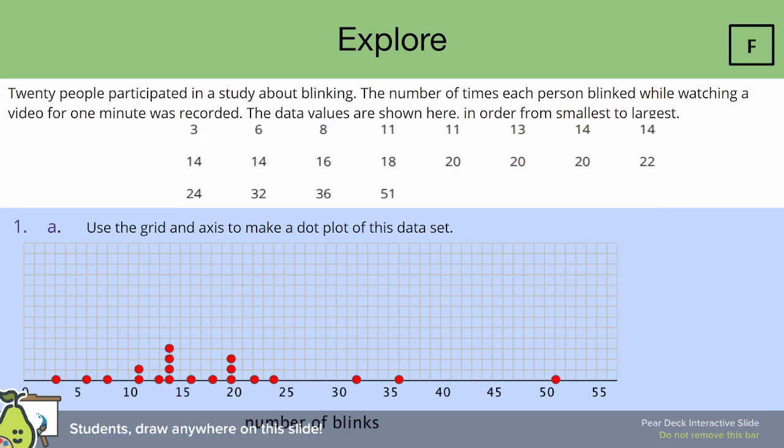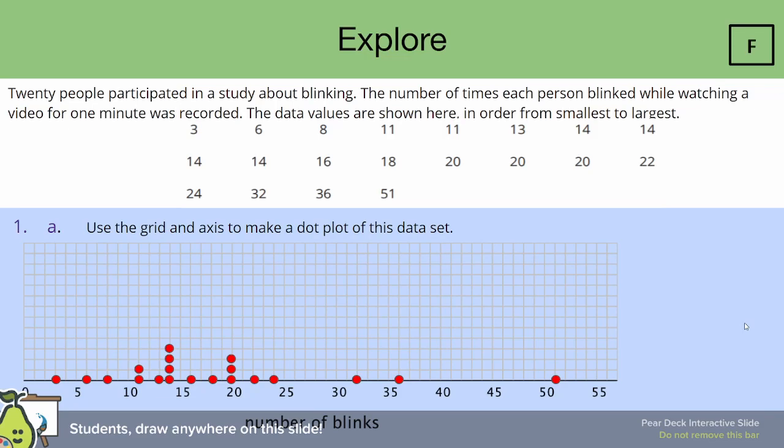All right, welcome back. If you said in the story, they said that it was about 20 people. And if we count this, we have 3, 6, 9, 12, 13, 14, 15, 16, 17, 18, 19, 20 data points. Then that means on our dot plot, we should also have 20 numbers. So let's check. 1, 2, 3, 4, 5, 6, 7, 8, 9, 10, 11, 12, 13, 14, 15, 16, 17, 18, 19, and 20. Perfect.